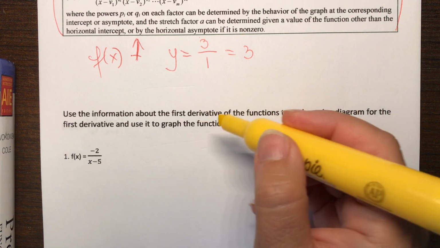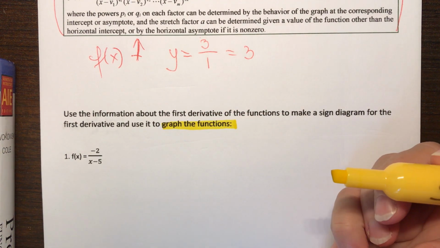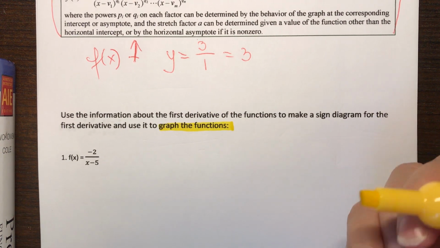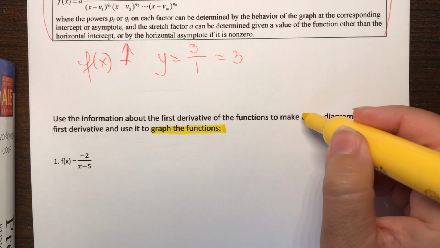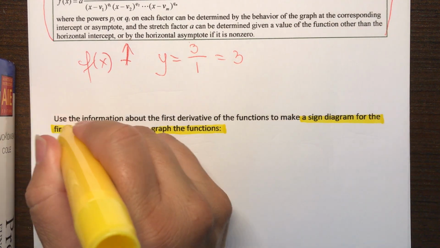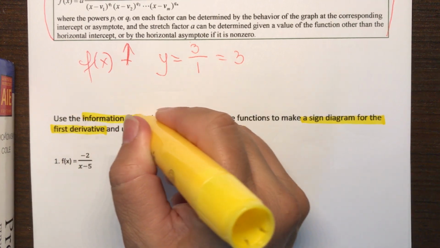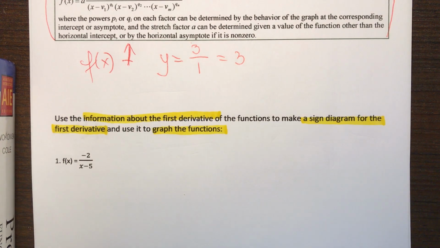Our goal again is to do what? Graph the function, yes? By doing what? We're adding on something you didn't have in college algebra, and that's the sign diagram for the first derivative. Information about the first derivative. So we will further on add the first derivative to help us more. What I've just talked about is just review from college algebra.